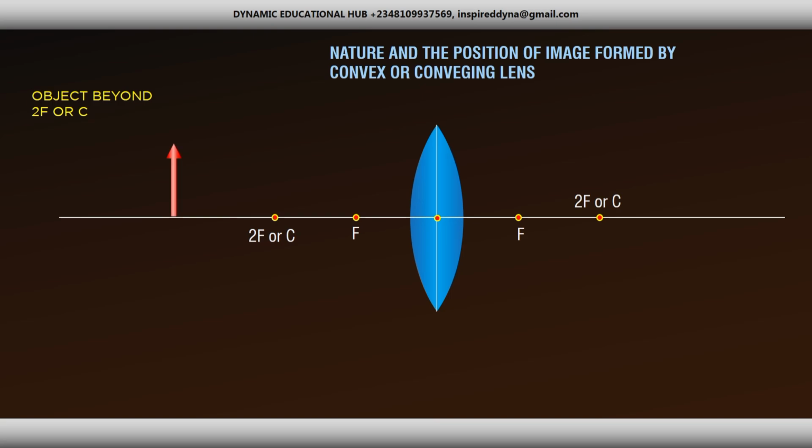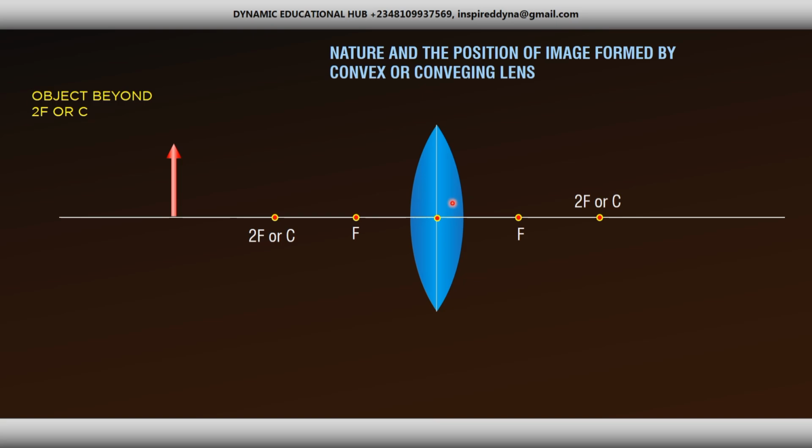Now, when an object is placed beyond the center of curvature, or 2f, as shown here, let's draw the image. Drawing the ray diagram here is quite different from how to draw the ray diagram for mirror. To draw this one is very simple. You draw a parallel ray from the top towards your lens, and it's going to converge at the other side towards the focal point. That is the first step. The second step is you draw another ray from the top passing through the center of the lens.